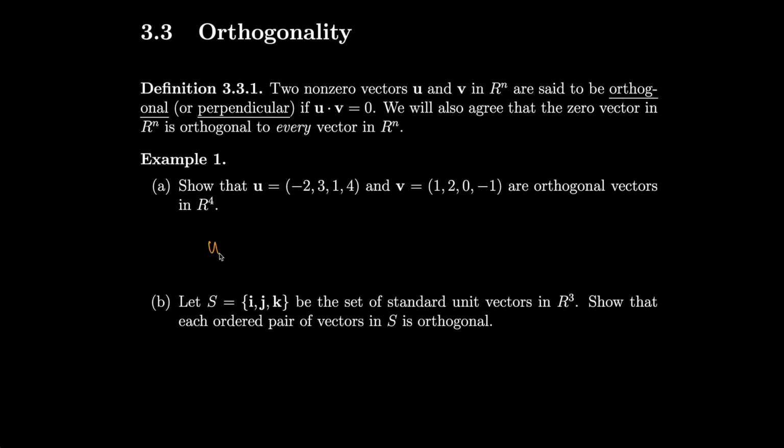So we'll just take their dot product. If their dot product is zero, which, spoiler alert, it will be, then the vectors will be orthogonal. So we take the first component, -2, multiply that by 1, add that to 3 times 2, add that to 1 times 0, and add that to 4 times -1, and we do in fact get 0, so the vectors are orthogonal.